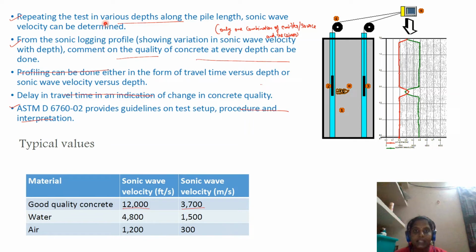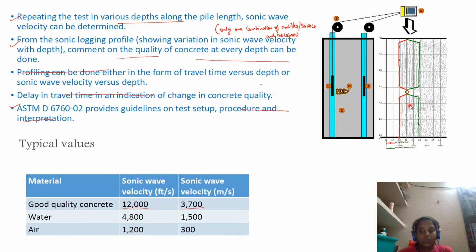We will repeat the test at various depths. We'll slowly pull this up. You can see a pulley arrangement. Once it reaches the bottom, we'll slowly pull this up and measure the wave velocities at different depths. This is also pulled up simultaneously. The sonic logging profile shows your wave velocity versus depth, so we'll be able to know the quality of concrete at every depth.